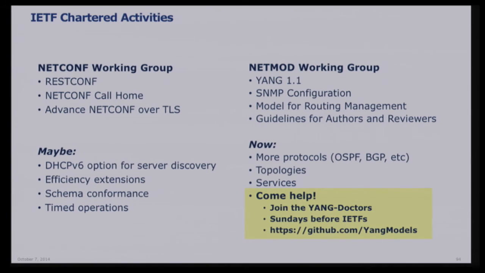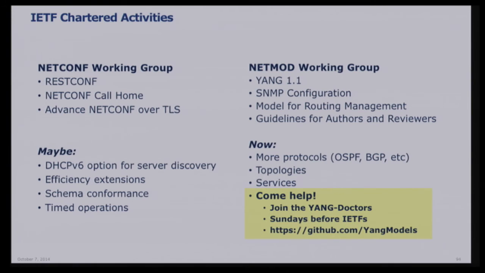NetConf over TLS is great for companies that actually have a certificate infrastructure in place. So we're advancing that. We're looking at ways of teaching network devices where to go for their NetConf server, perhaps using the DHCPv6 options for this. There's a whole lot of debate whether XML is efficient enough for protocol encodings, right? Some people would argue that XML is bloated. So we're looking at ways of perhaps mitigating that, something called efficiency extensions.